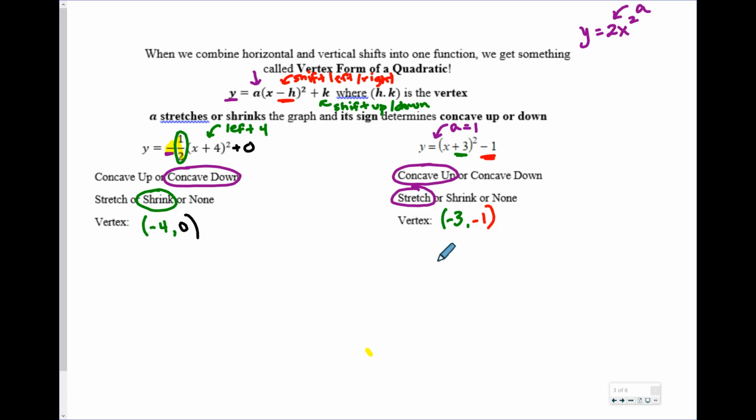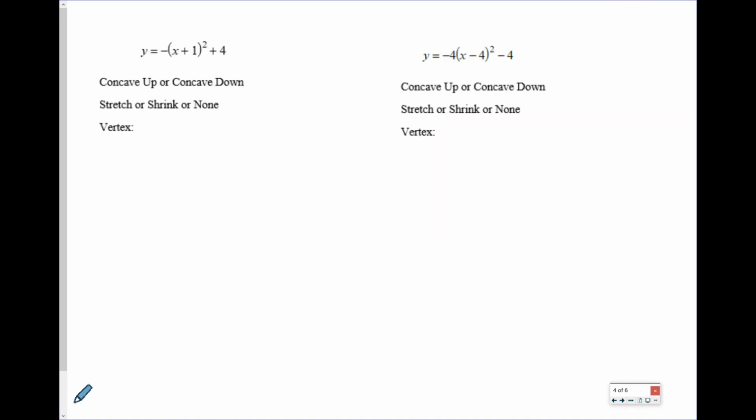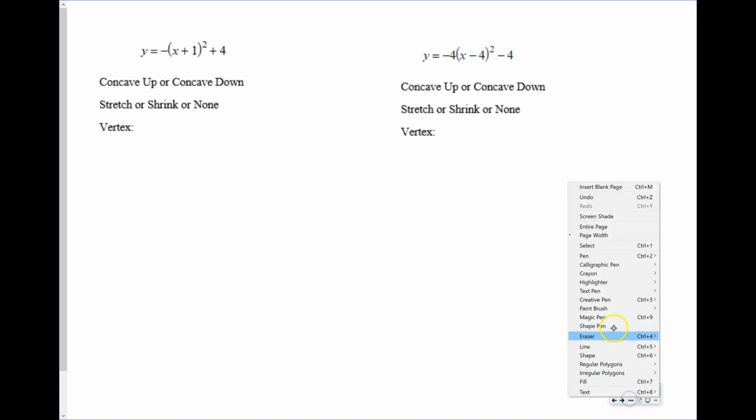So you should be able to get all of this information just by looking at the equation of vertex form. If you'd like to pause the video and try and do these next two on your own, figure out whether it's concave up, stretch, shrink, or none, and label the vertex, that's a good idea, and then unpause and see the answer. If not, you don't have to. You can follow along with me, but it's always good to check your understanding. Okay, so concave up, concave down.